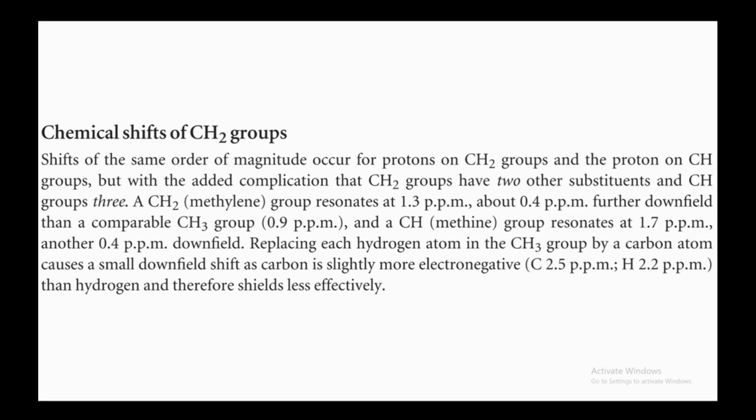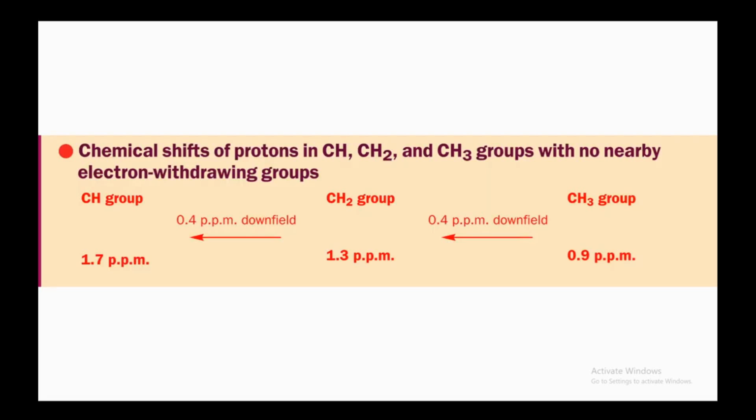Replacing each hydrogen atom in the methyl group by a carbon atom causes a small downfield shift, as carbon is slightly more electronegative, 2.5 compared with 2.2 for hydrogen, and therefore shields less effectively. So for the chemical shifts of protons in CH, CH2 and CH3 groups with no nearby electron withdrawing groups, CH appears at 1.7 ppm, downfield by 0.4 ppm, CH2 appears at 1.3 ppm and the methyl group appears at 0.9 ppm. So the upfield signal is for CH3 and the most downfield signal is for CH, and CH2 is in the middle.